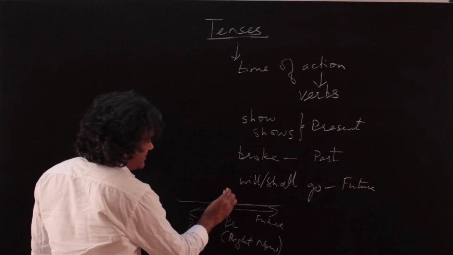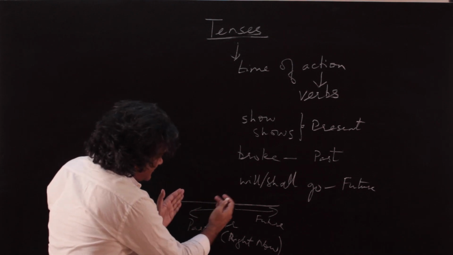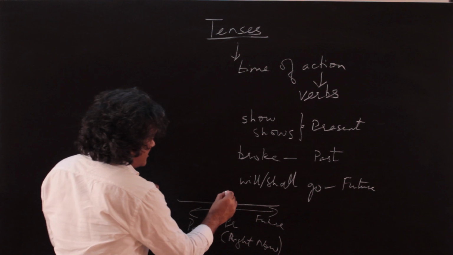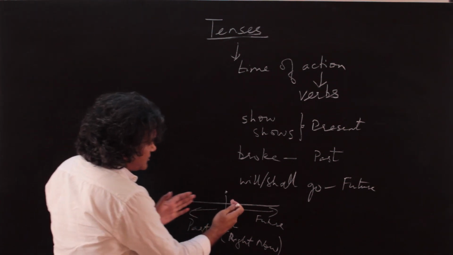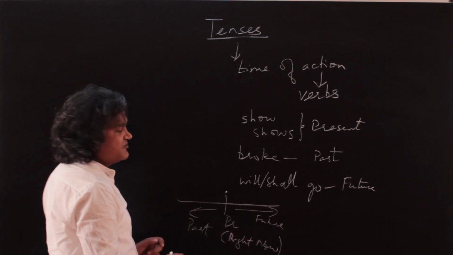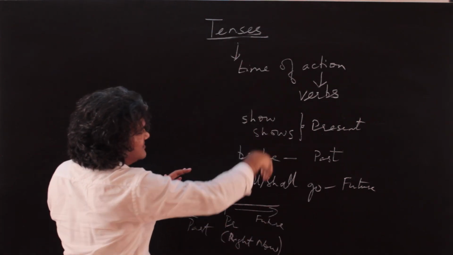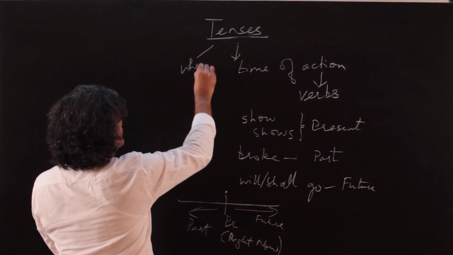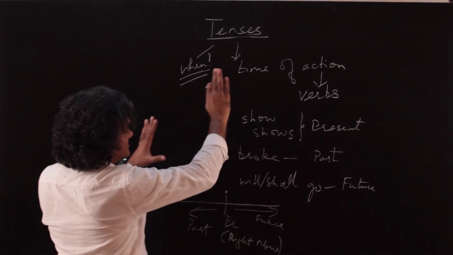Present only has one. So let's call this the points of focus. Events which fall here, let's call them points of focus, the time reference. So present only has one point of focus. Past has almost infinite points of focus, and future also has infinite points of focus. So this is one way in which we need to look at tenses, and that has to do with when the event happened. Okay, present, past, or future. So this is one.